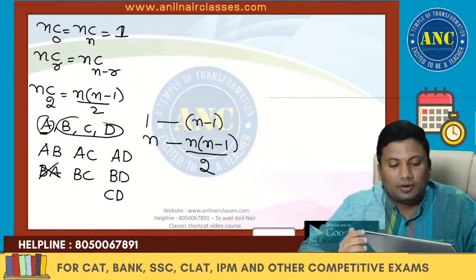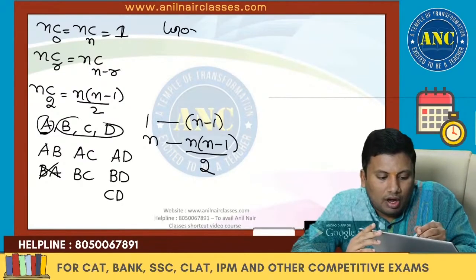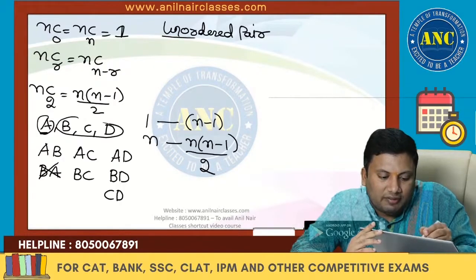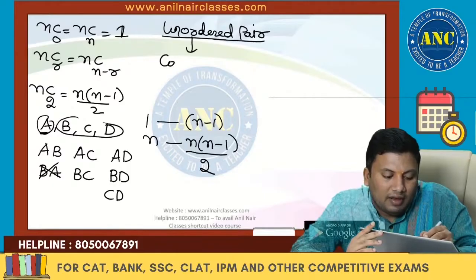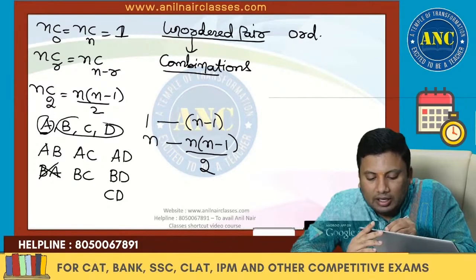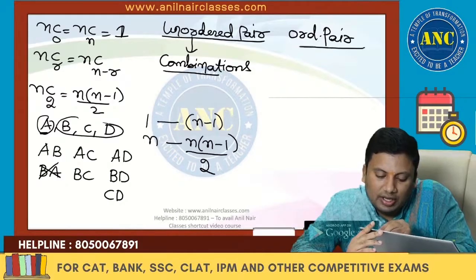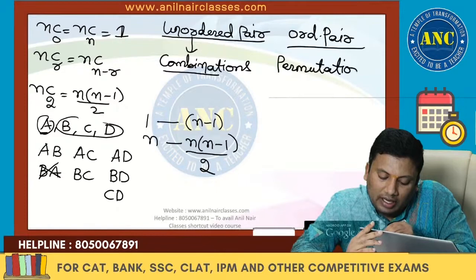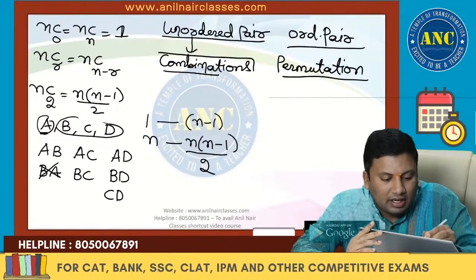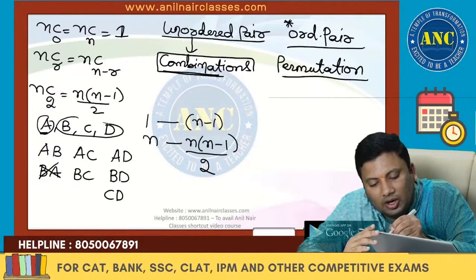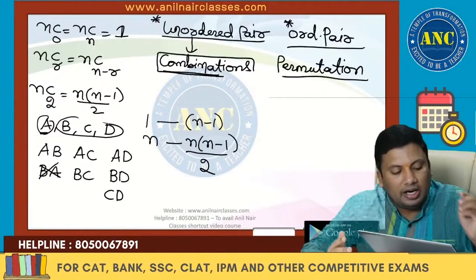Here, please write down a point. Unordered pair. If the wording is unordered pair, I will use combinations. If it is an ordered pair, I will use permutations. So permutation and combination is just a nomenclature given in the number system for an ordered pair and an unordered pair. First, let me explain what is an ordered pair and what is an unordered pair.